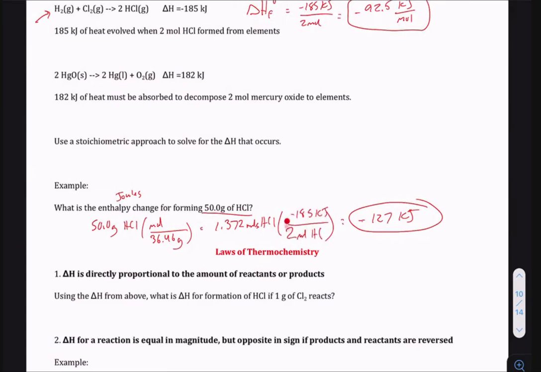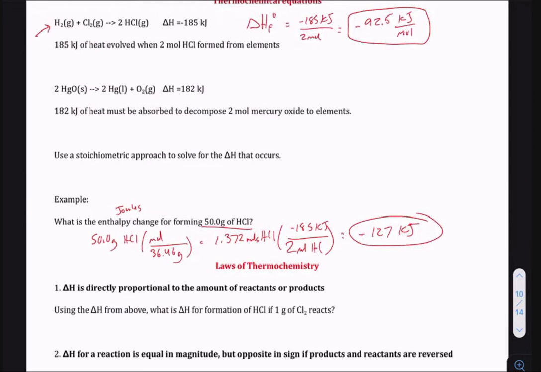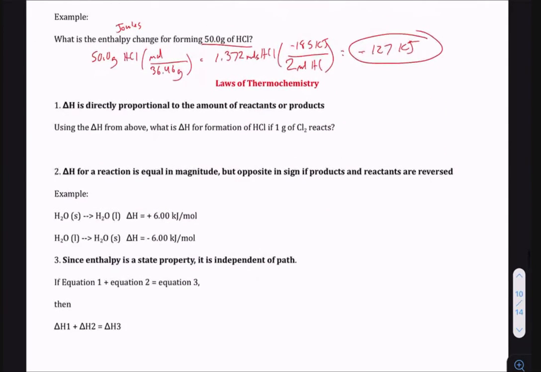All right. So the point of this is to get you used to writing this value from here and using it stoichiometrically. So then, laws of thermochemistry. The change in enthalpy is directly proportional to the amount of reactants or products. So what releases more heat? A gram of gasoline or a gallon of gasoline? Gallon. Okay, it's proportional, right?